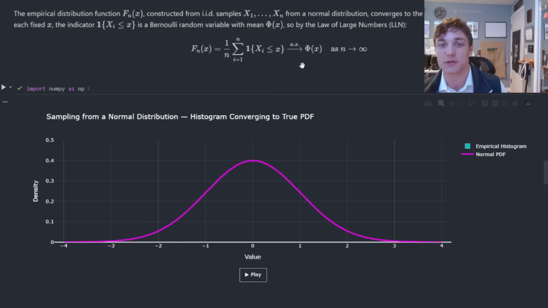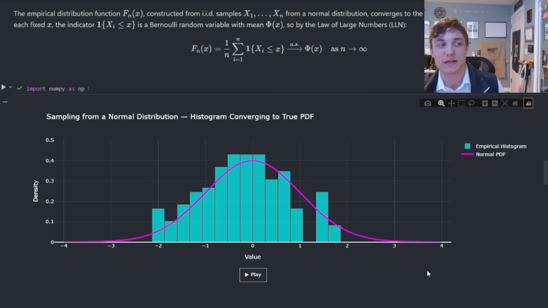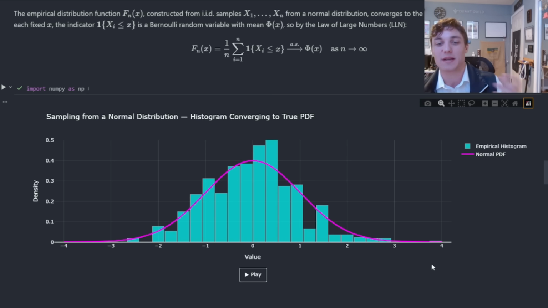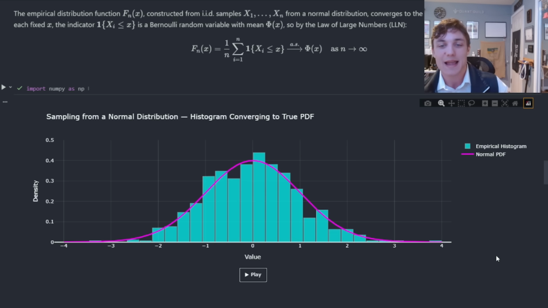And effectively, what I'm showing you here is how you can prove that the empirical distribution is going to converge to the population or theoretical distribution if you have enough draws. This is, again, thanks to the law of large numbers. And that is an incredibly cool result and an incredibly cool idea.